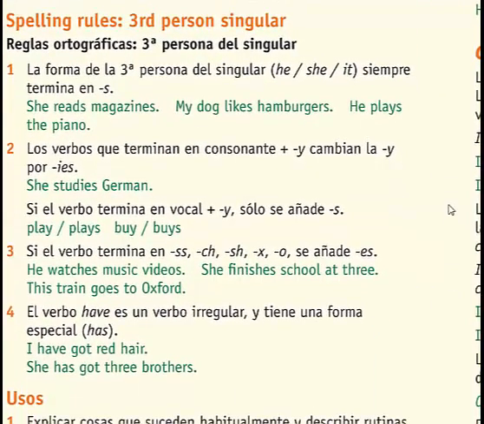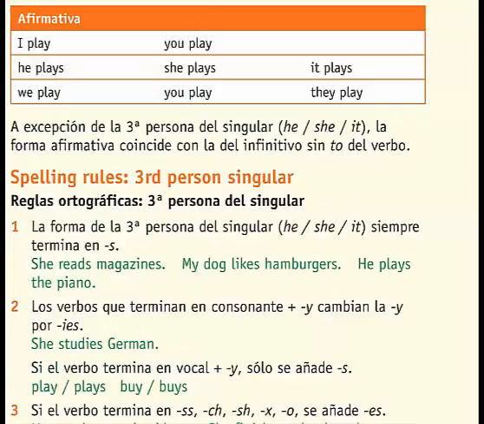Rule number 1, the third person singular finishes in S. For example, she reads magazines, my dog likes hamburgers, he plays the piano. For rule number 2, those verbs finishing in consonant plus Y, they change the Y into I and they add ES. She studies German. But if the verb finishes in a vowel plus Y, it only adds an S, as it is the case in play, plays, buy, buys.